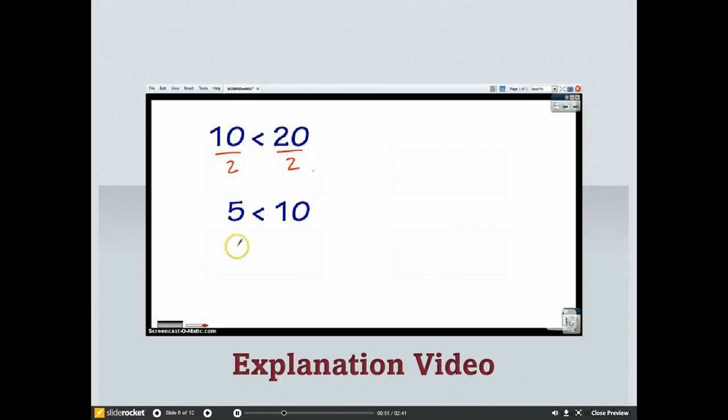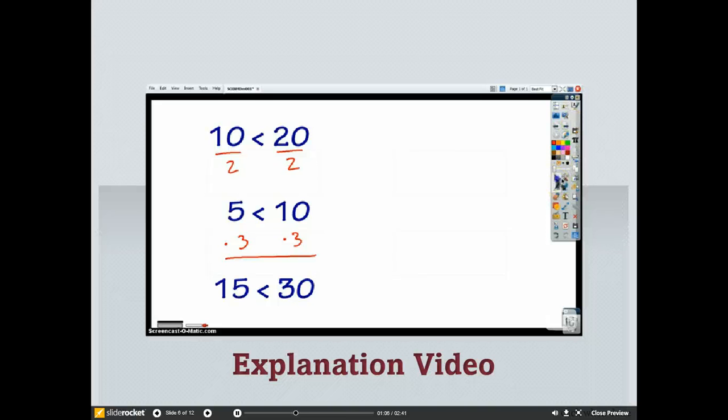What if we multiplied by 3? Multiply this side by 3, multiply that side by 3. We get on this side 15, on this side 30. And our inequality still remains true. 15 is less than 30. All right, let's keep going with a few others.